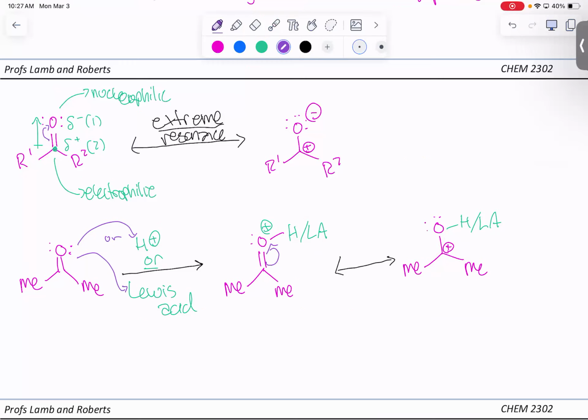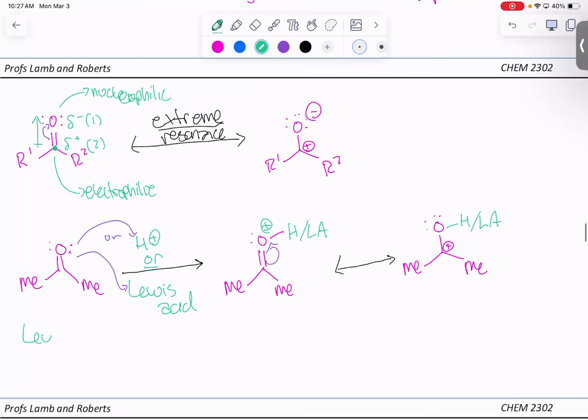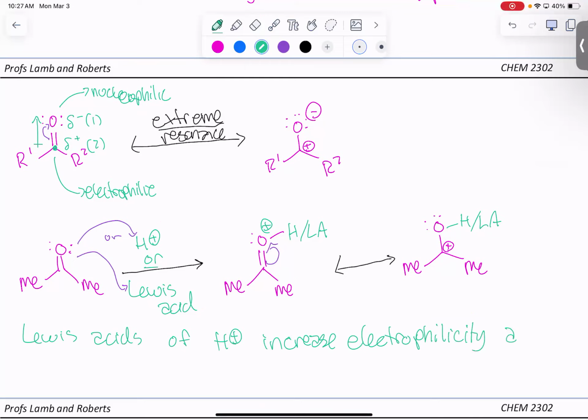All right. So at the end of the day, Lewis acids or H+, a Bronsted acid, increase electrophilicity at the 2 position.